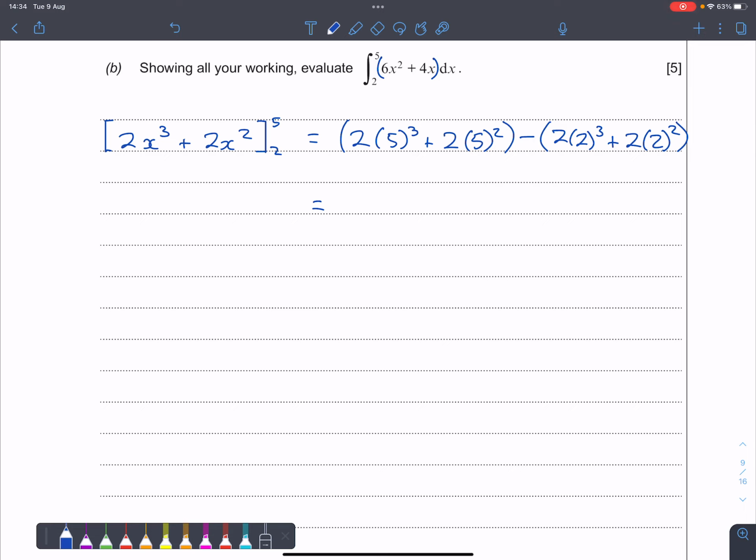So the first bracket is 300, minus, so I change all the 5s to 2s, 24, should give me 276. And that's the answer.